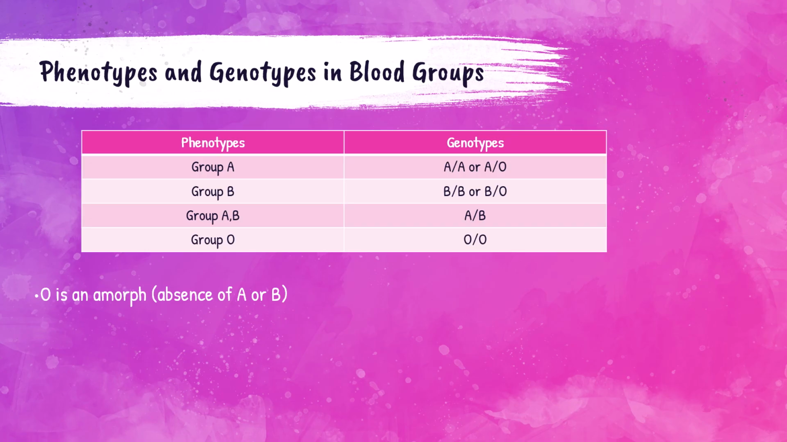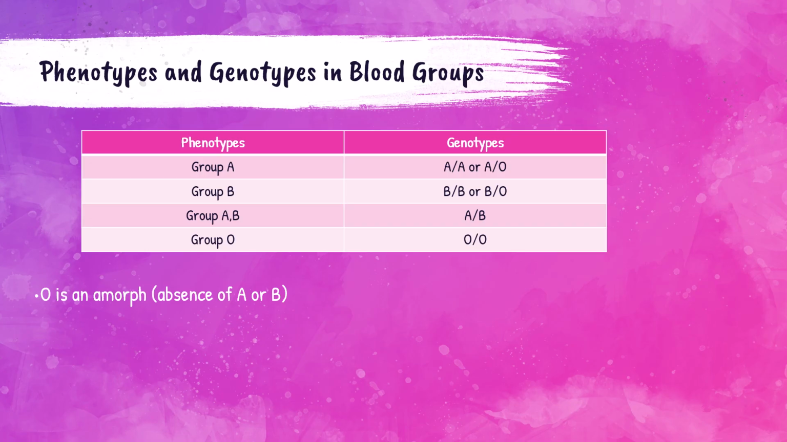Now remember back to my pug example. The phenotype is if the pug appears black or fawn. So when someone says they're, for example, Group A or Group B blood, that is their phenotype. And just like with the pugs, there can be different genotypes for each phenotype. So for Group A blood, the phenotype is A, they can either be A/A or A/O.